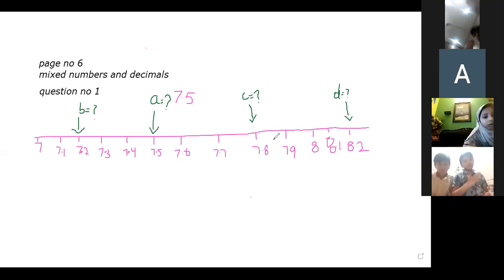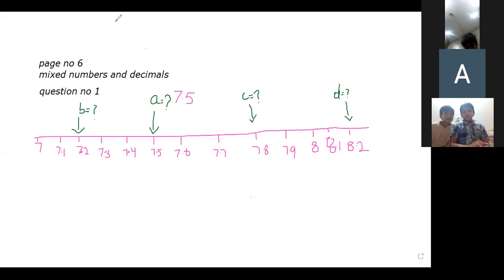Now tell me, can anyone tell me where my B is standing? Raise your hands. Daniel, Amir, please tell me where my B is standing. B is standing on 7.1. Where is B standing? 7.2. Very good. It is on 7.2.